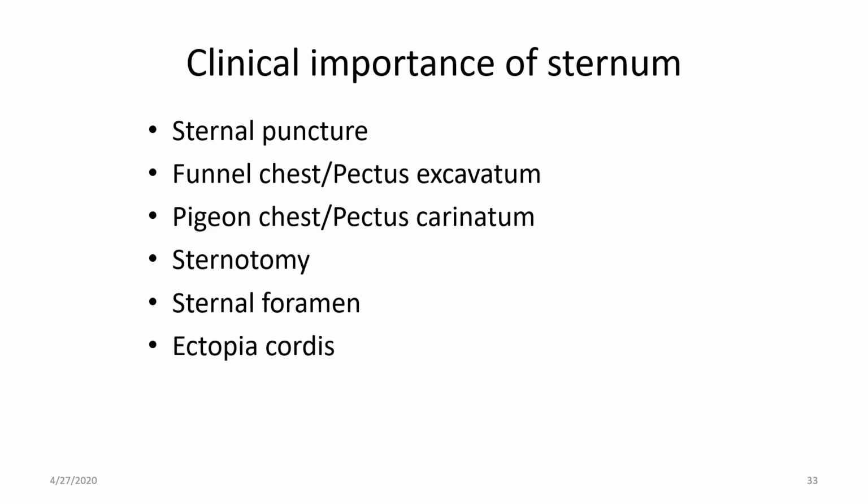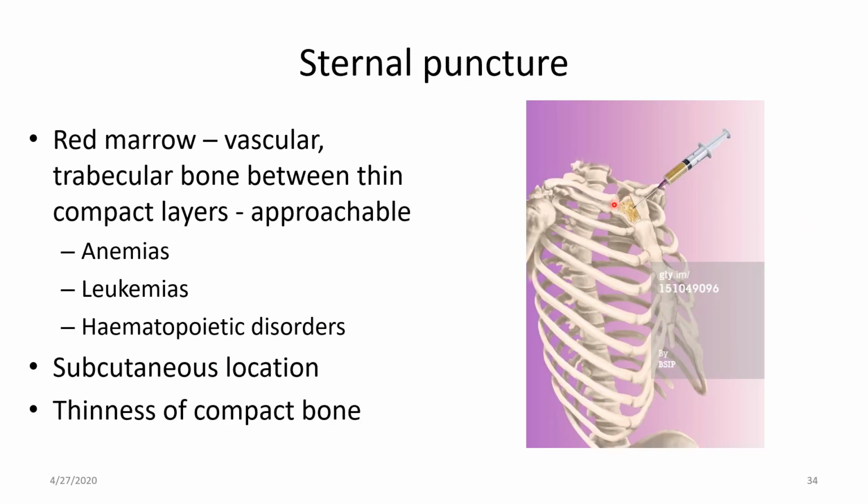What is the clinical importance of sternum, which we will study under these headings? One is the sternal puncture, the funnel chest, pigeon chest or pectus carinatum, sternotomy, sternal foramen and ectopia cordis. The sternal puncture, as I told you, it is rich in cancellous bone and it is highly vascular. Red marrow is present between the two compact layers of bone. Hence, it is approachable for sternal puncture for collection of the bone marrow in cases of anemias, leukemias and hematopoietic disorders. Why this sternum is chosen for sternal puncture is because of its subcutaneous location and thinness of compact bone.